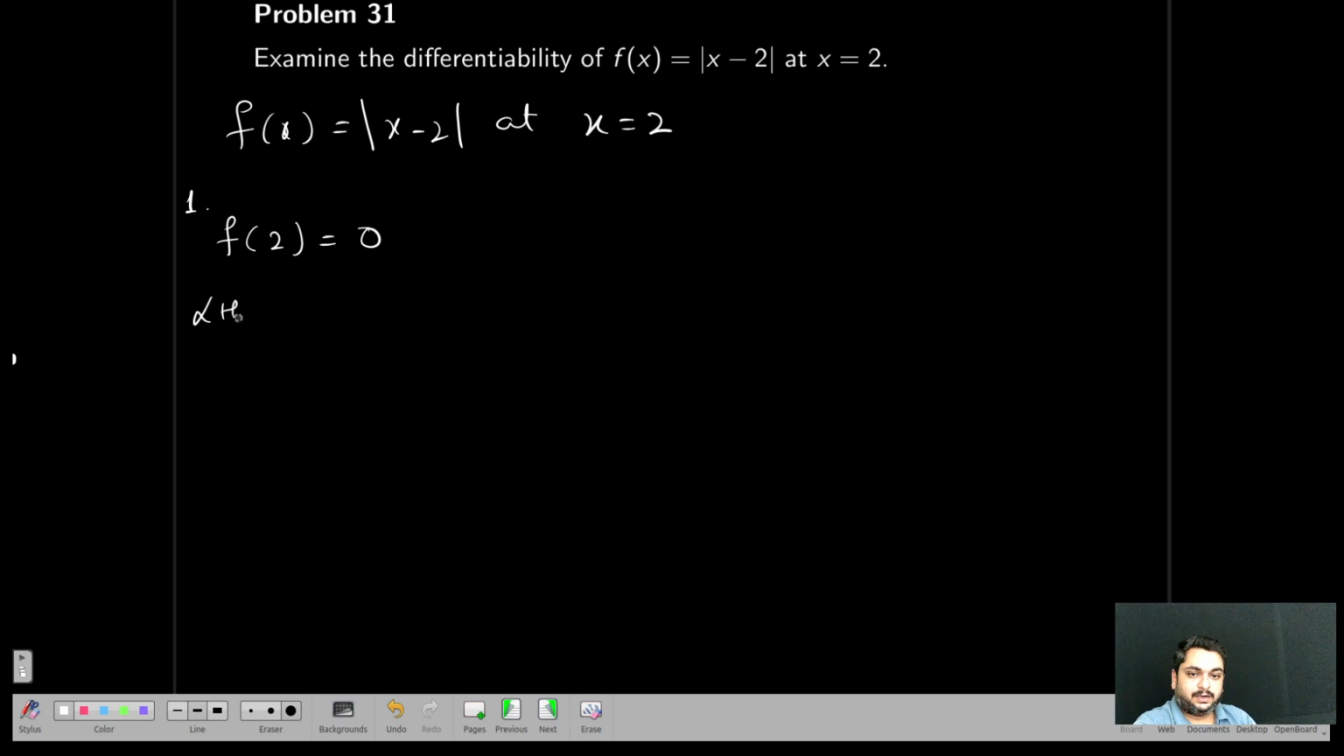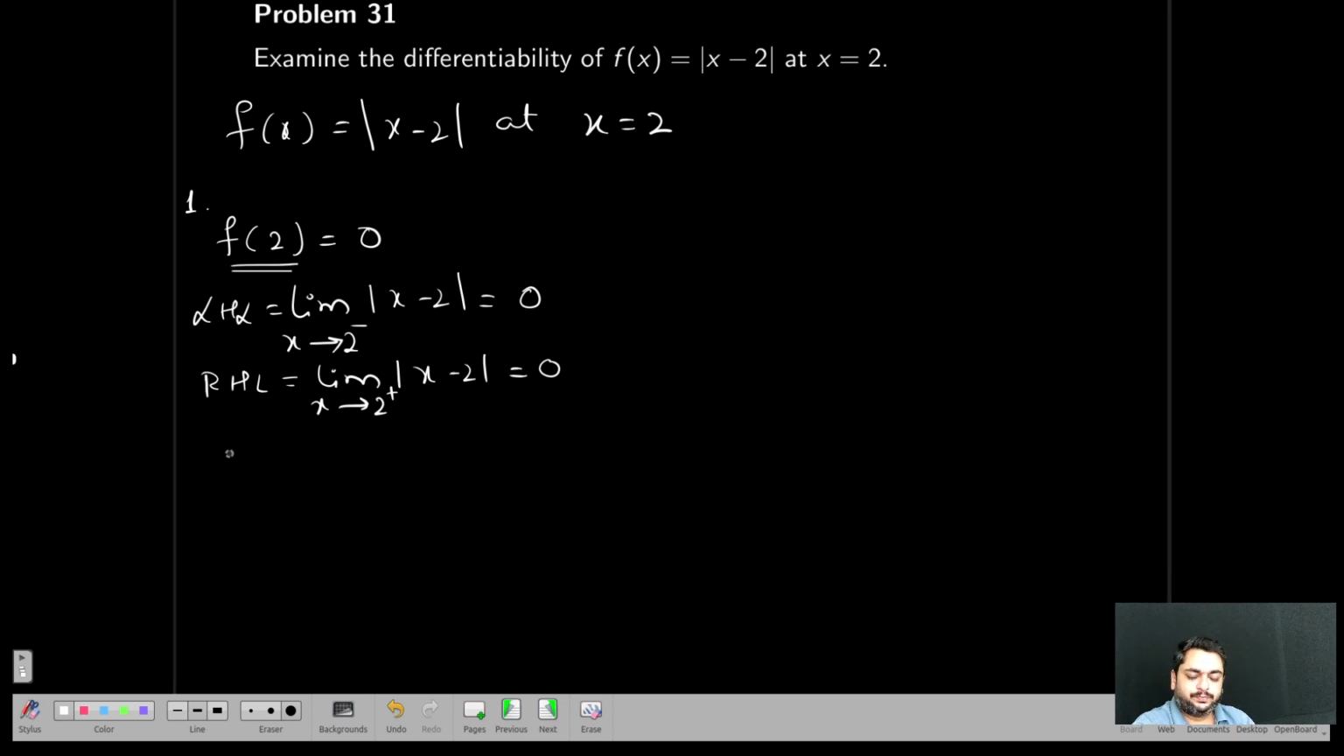Now, left hand limit, x approaches 2 from left hand side, mod x minus 2. So when it approaches from left hand side, what will be this value? So 0. Right hand limit, x approaches 2 from right side, x minus 2. So this will be again 0. So both are equal and equal to f of 2. Hence, it is continuous.